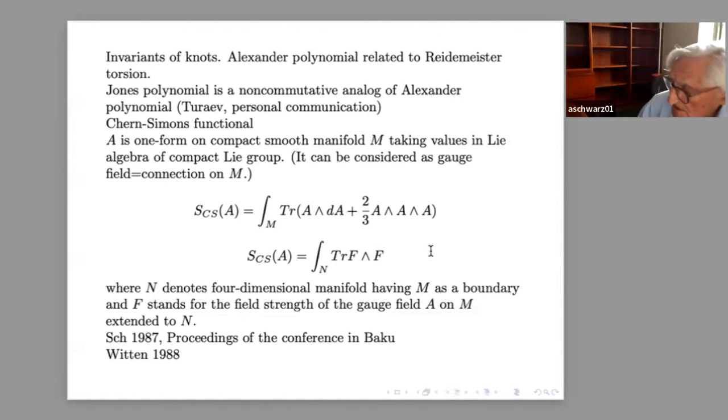And this action functional should lead to topological invariants. But I made the natural conjecture that when you work with knots, it leads to Jones polynomials. I was not able to prove this conjecture. However, a year later, independently, Witten came to the same conjecture, but Witten proved it. Really, this wasn't a proof from the viewpoint of a mathematician, but really a very good proof from the viewpoint of physicists that Chern-Simons theory really leads to Jones polynomials.